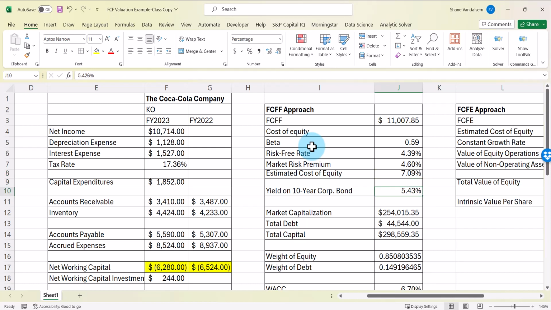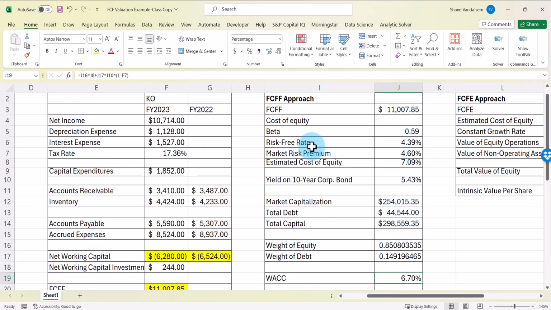Currently, the yield on Coca-Cola's 10-year bonds is 5.43%. The market capitalization for Coca-Cola right now is about $254 billion. The total debt that Coca-Cola has is approximately $44.5 billion. So the total capital for Coca-Cola is $298.559 billion, or right around $300 billion. Using those values of market capitalization and total debt, we get a weight of equity for Coca-Cola at 85% and a weight of debt at about 15%.